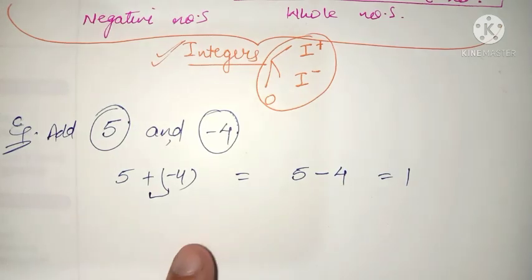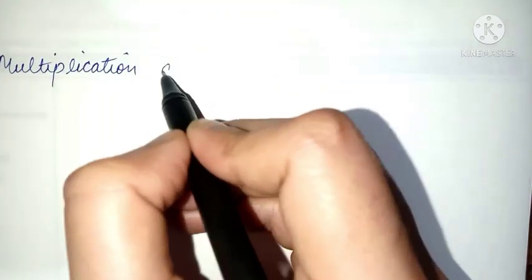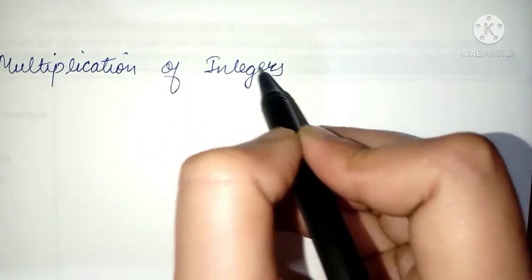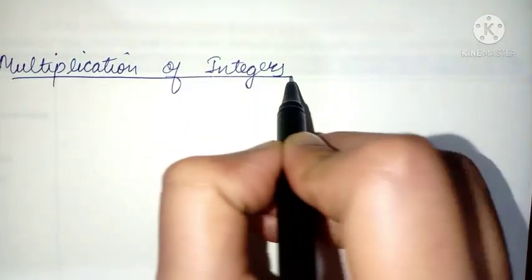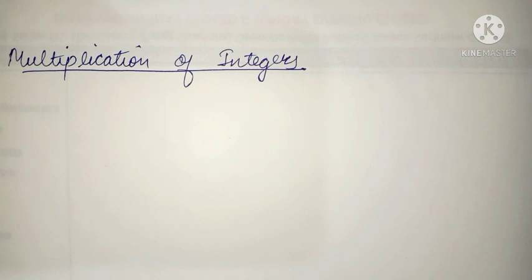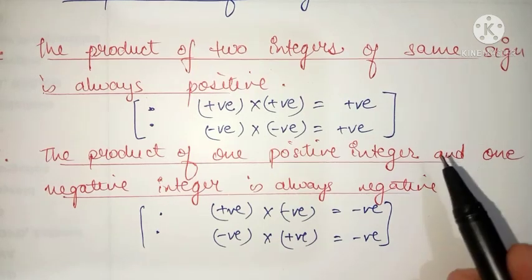Quite easy, isn't it? Now here in this class, in this standard, we shall be more focused on multiplication and division of integers. So we are going to start our multiplication of integers, that is, how integers are multiplied and what rule we actually follow when we multiply two integers. These are the two rules which we are going to follow wherever we need to multiply two integers.